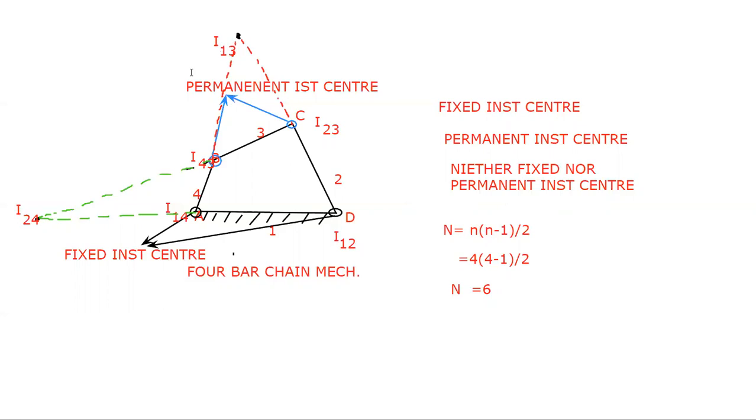These both you can see here. I have extended these lines from the respective links. From the link AD I have extended this line, and from the link BC I have just taken. The corresponding links here are 2 and 4, so this is my instantaneous center I24. The corresponding links 1 and 3: I have extended this line, and this is nothing but I13.